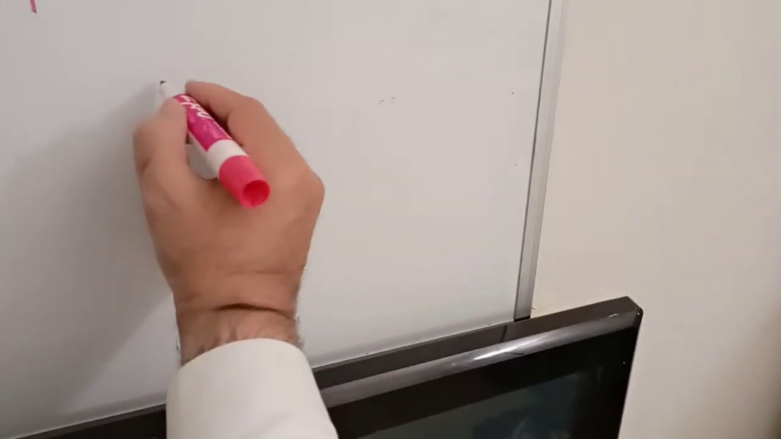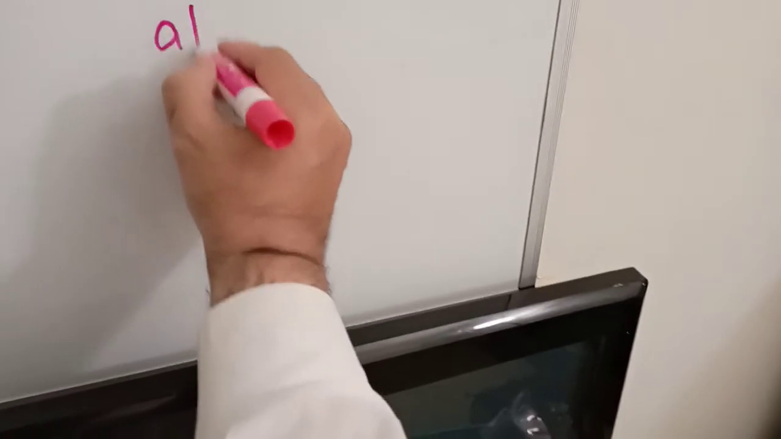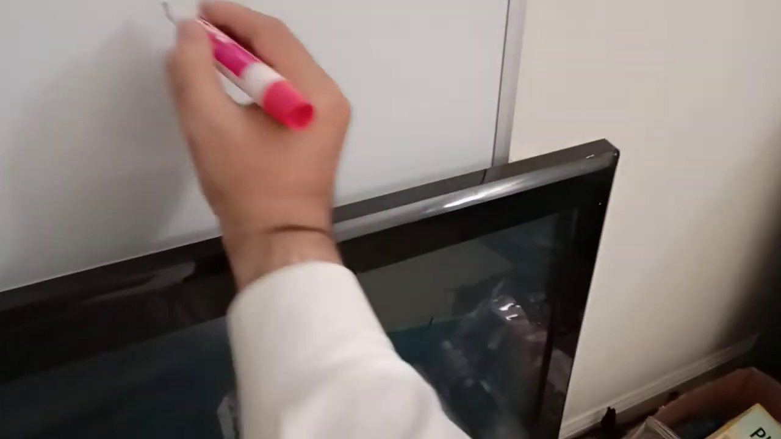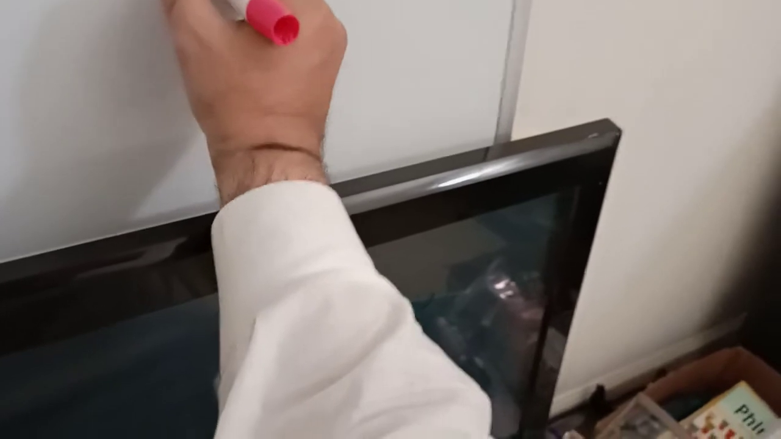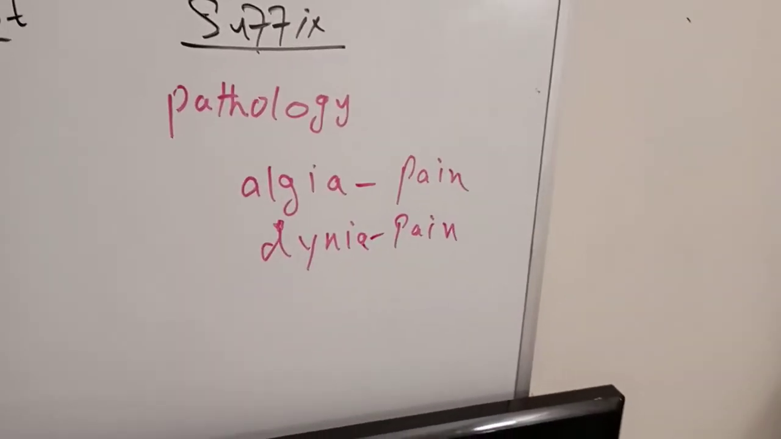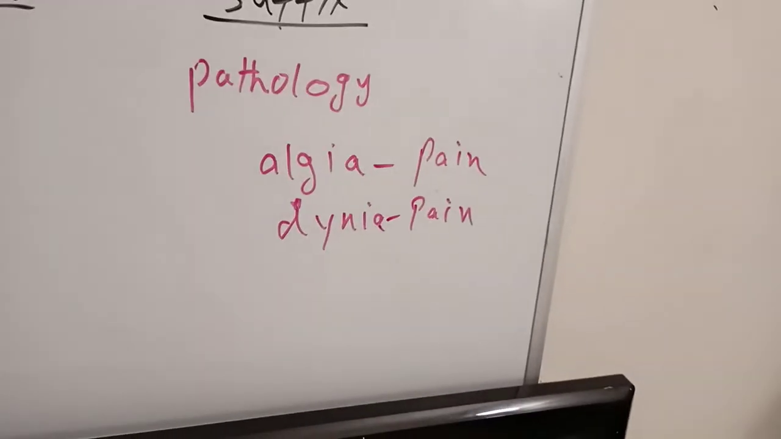Number one is algia. Algia is a suffix, its meaning is pain. Number two is dynia. Its meaning is the same, pain. So these are two suffixes which have the meaning of pain.